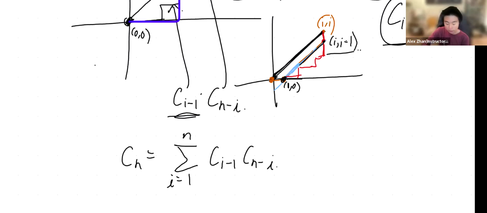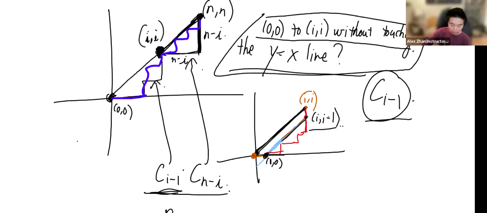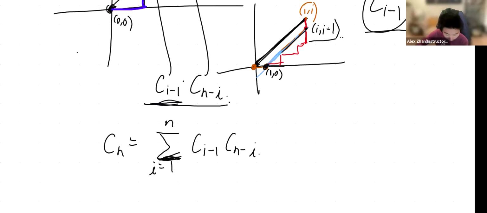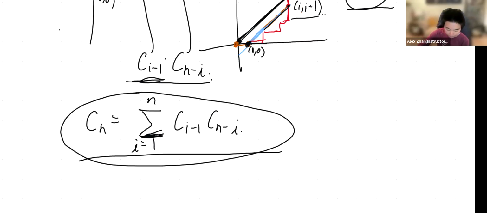This is because C_{i-1} times C_{n-i} was only for the case when our first intersection with the line is the point (i,i). But our first intersection could be anywhere from (1,1), (2,2), all the way to (n,n). So we have to iterate across all i from 1 to n. Okay, so this is our recursive formula: C_n equals the sum from i equals 1 to n of C_{i-1} C_{n-i}.